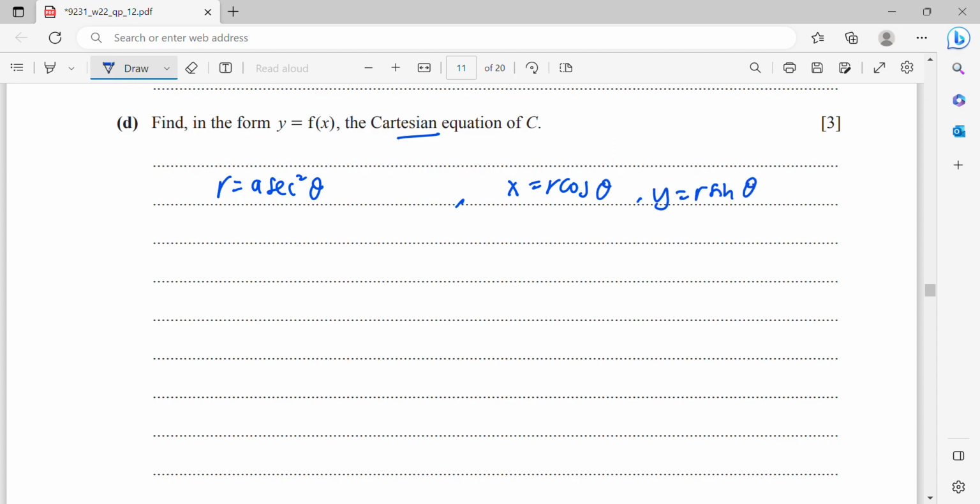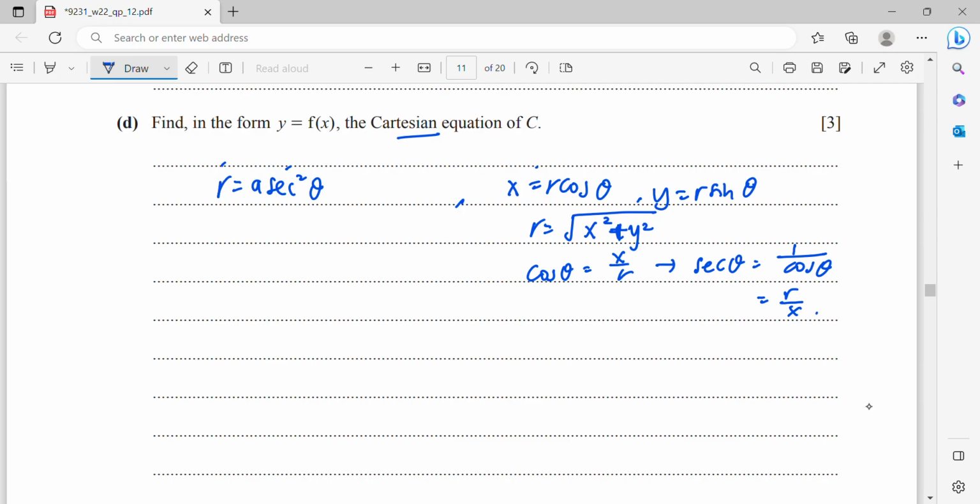Okay, now we need to get the r. So r is basically the square root of x squared plus y squared. And we need to get what is sec theta. So sec theta is 1 over cos. From the x, I know that cos theta is going to be x over r. So sec theta is 1 over cos theta, therefore it will be r over x. So now substitute all this into your given polar equation.